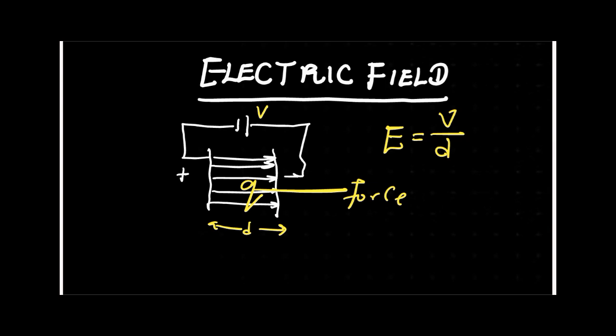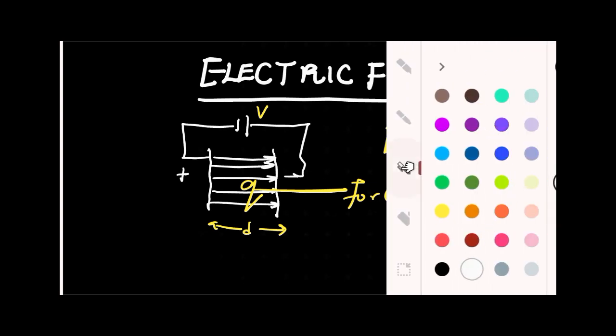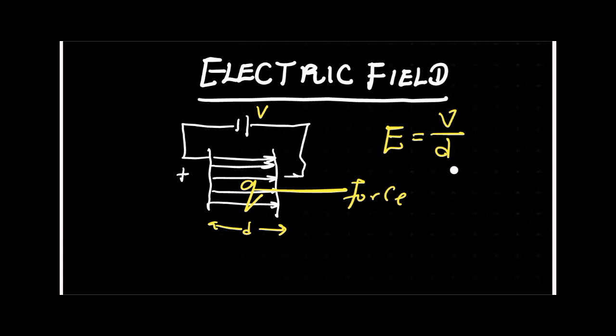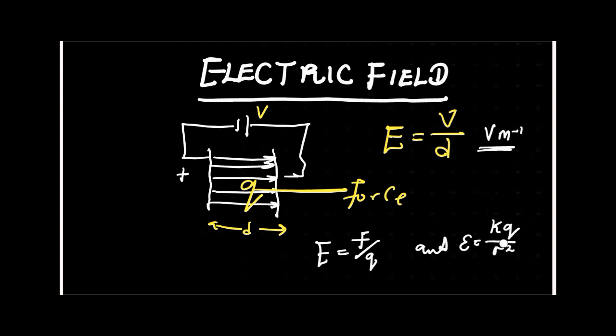We'll do more of this when we get to electric potential in upcoming chapters. The unit here is volts per meter, V m to the power minus 1. So this is another concept of electric field. But the ones you should understand most, let's do a recap: E is equal to F over Q, and E is equal to KQ over R square. If you know those three formulas, we are good to go.